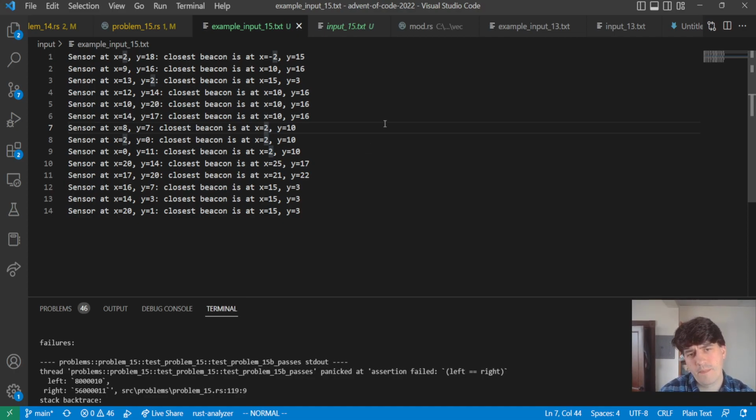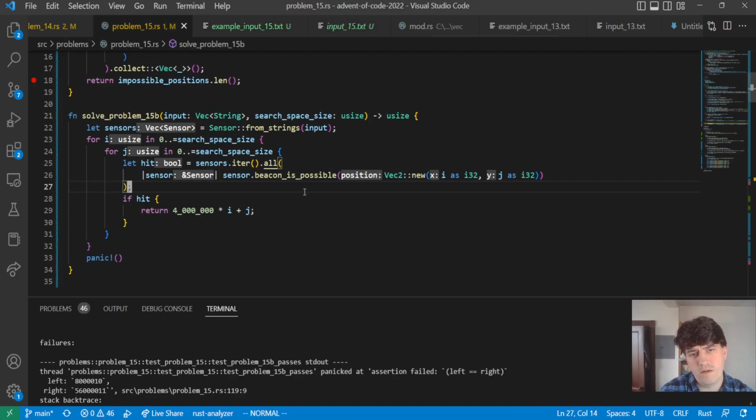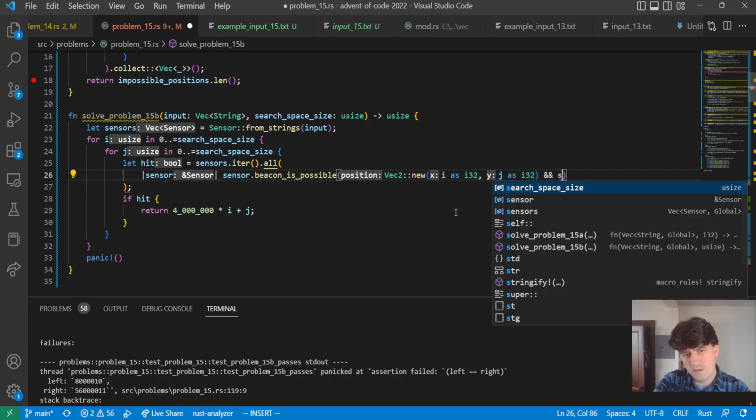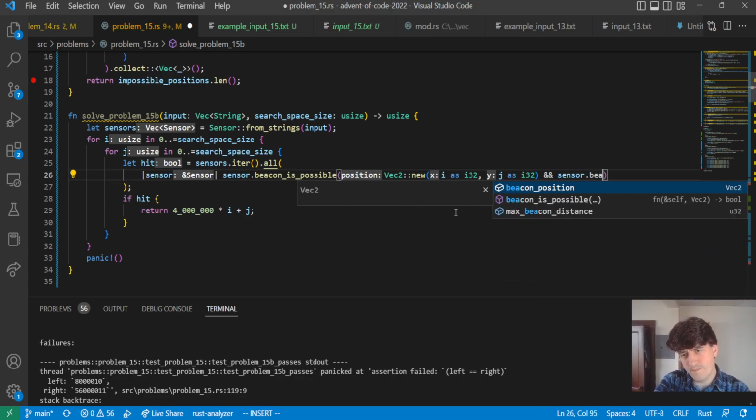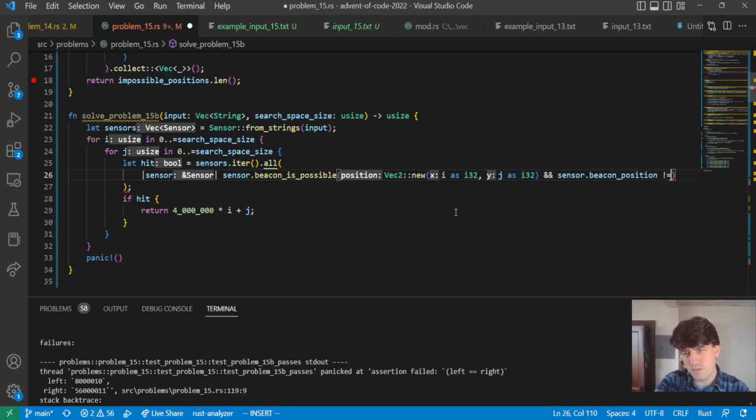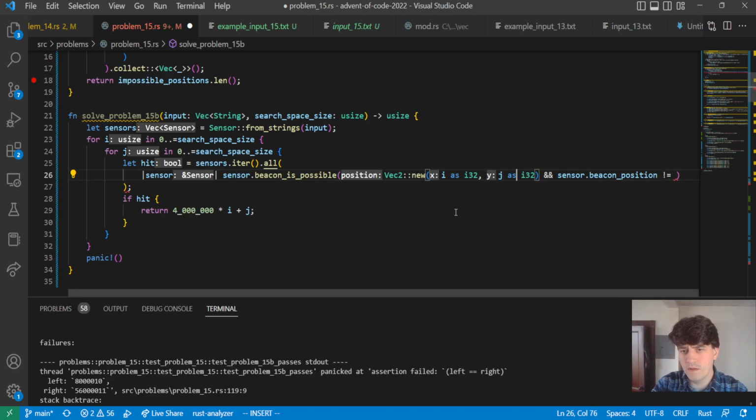Okay. So we need to also check beacon is possible, and there's no known beacon has to be the thing. And sensor.beacon position doesn't equal. And also, we shouldn't be instantiating this over and over again.